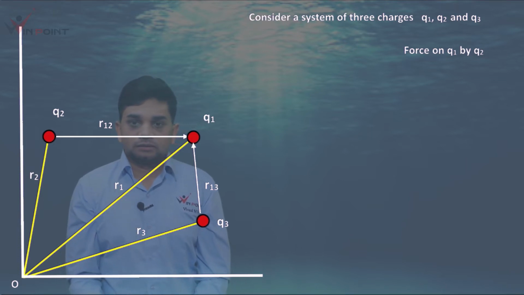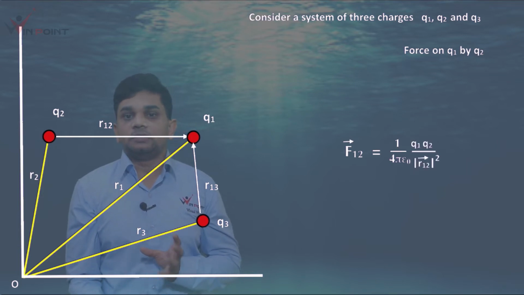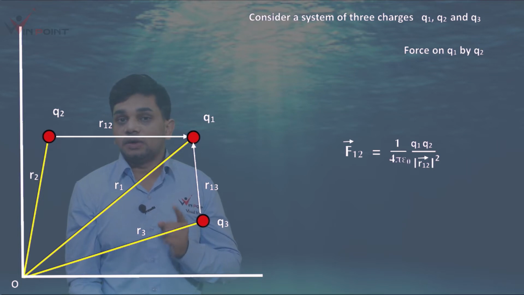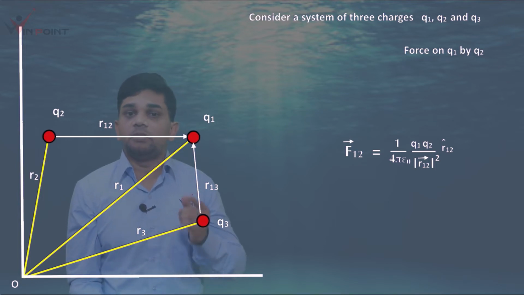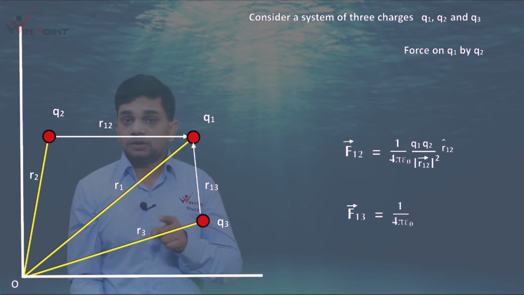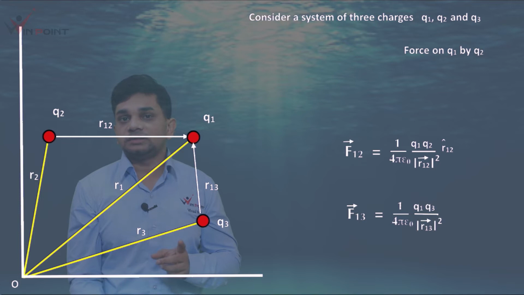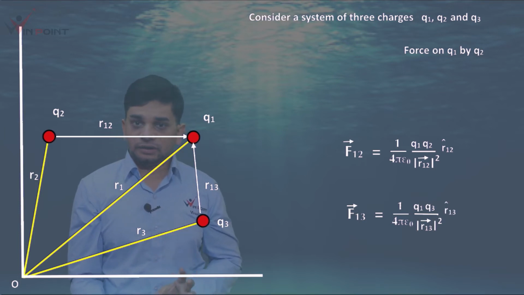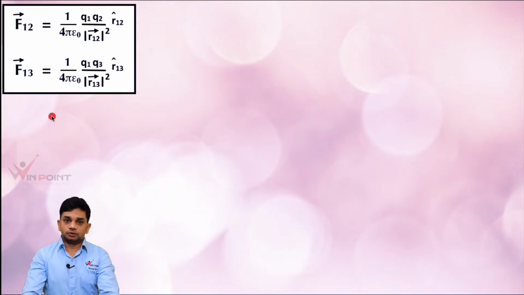What will be the equation for that? F12 equal to 1 by 4 pi epsilon 0, it's common, right? It's part of the equation, q1 q2 by the modulus of vector r12 square into unit vector r12. Similarly, we can find the force on q1 by q3. F13 will be equal to 1 by 4 pi epsilon 0, and instead of q1 q2, it will be q1 q3 by the modulus of vector r13 square into unit vector r13. Right? So there are 2 forces. Now we are going to add these 2 forces.